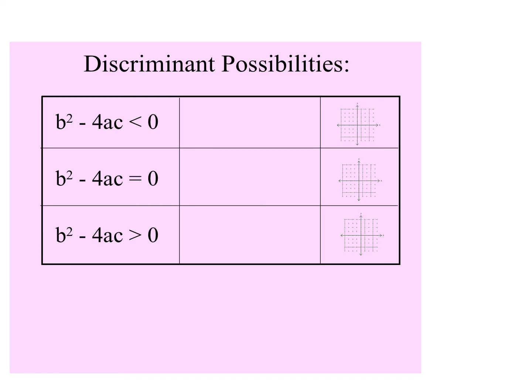Okay, so here's your 3 things. See if you learned it. What if the b squared minus 4ac is less than 0? What is it? What is it and what is it? Okay, I'll get volunteers. What happens if this is less than 0?